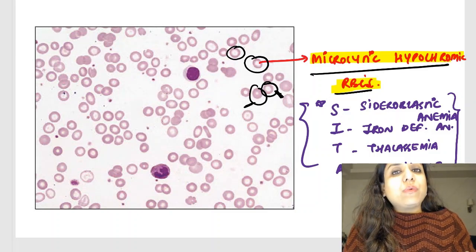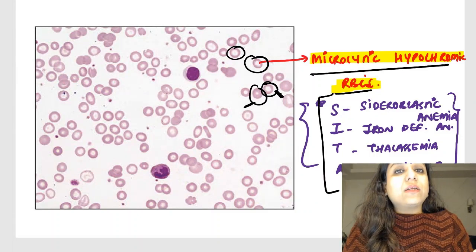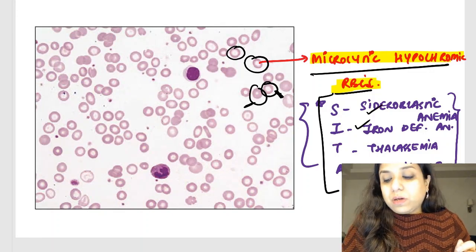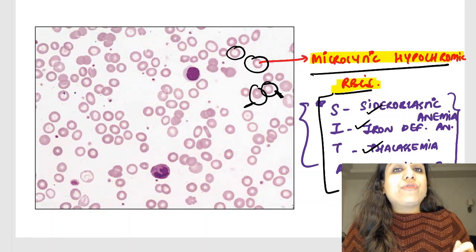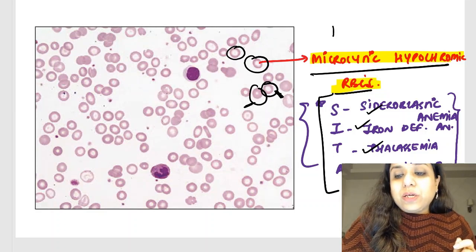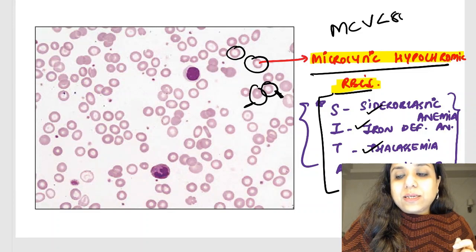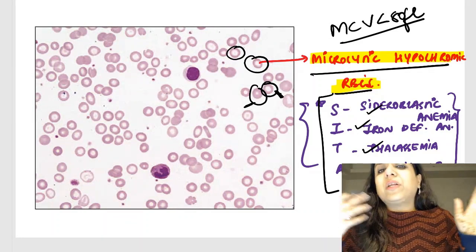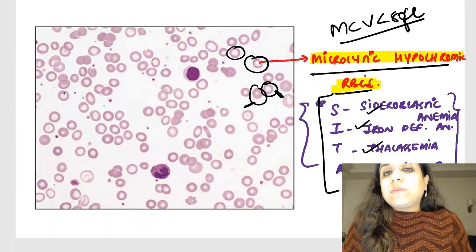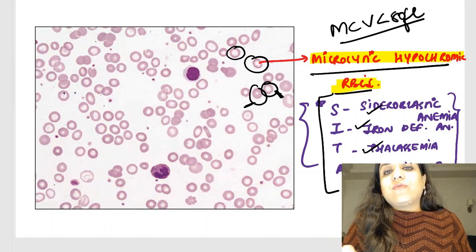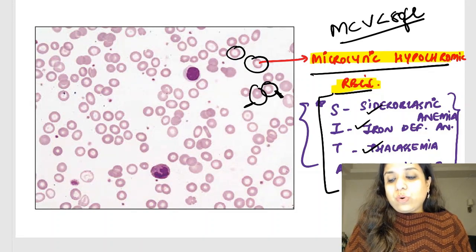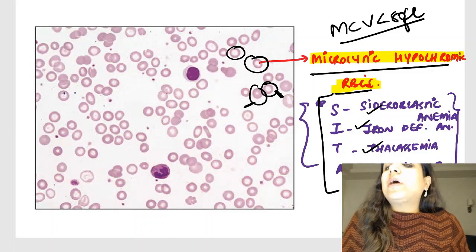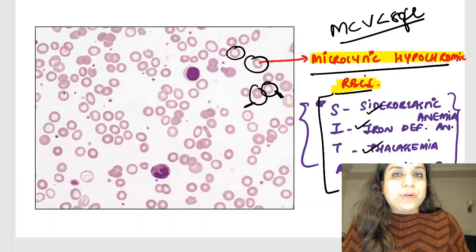So microcytic hypochromic RBCs, as I repeat again and again, are seen in sideroblastic anemia, iron deficiency anemia, thalassemia, and anemia of chronic disease. Also in the exams, make sure you see that the MCV is less than 80 femtoliters. So if the examiner says that the MCV is less than 80, I mean around 60, 65, and gives an image like this, you start thinking in terms of these 4 DDs, right? In these 4, in anemia of chronic disease, you will mostly see normocytic normochromic anemia. Sometimes you can see microcytic hypochromic anemia. Correct?